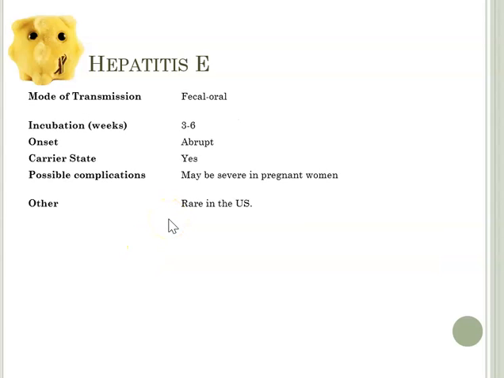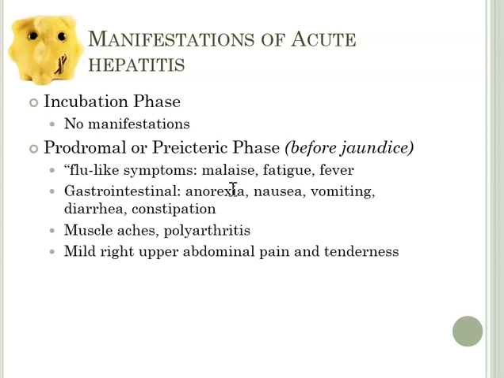Then we have hepatitis E. This is very rare. It's normally transmitted by fecal contamination of water, so it doesn't really happen a whole lot in the U.S. We've got relatively clean water sources. So the incubation period is pretty abrupt, 3 to 6 weeks. And this can be pretty severe in pregnant women for complications. So think about countries that do not have access to clean water sources. That's where you're going to see outbreaks of hepatitis E.